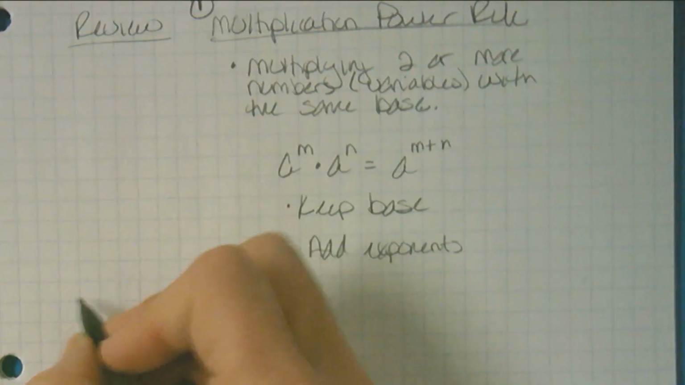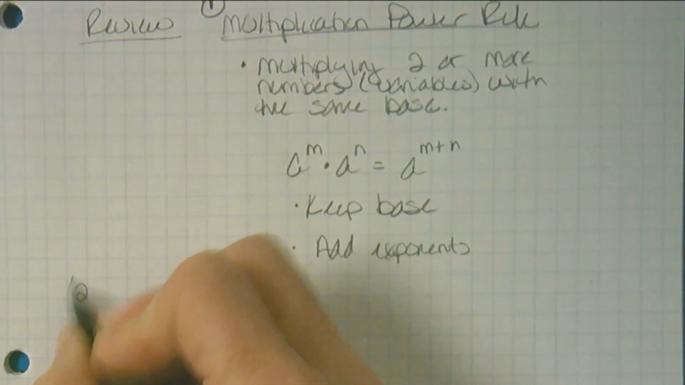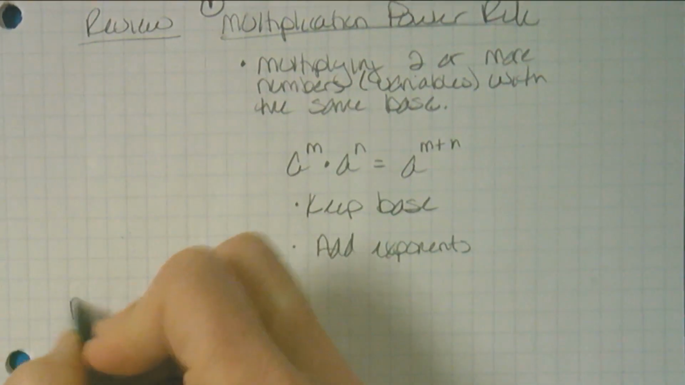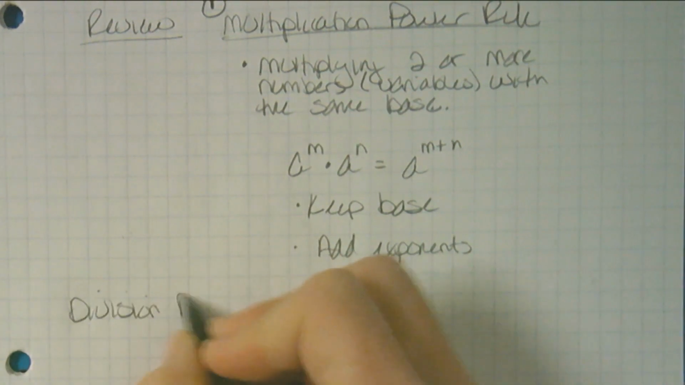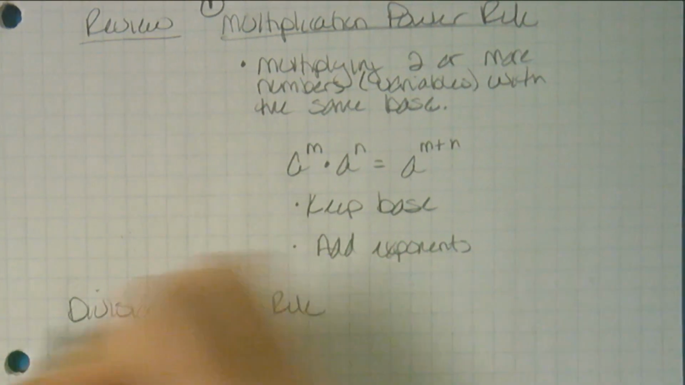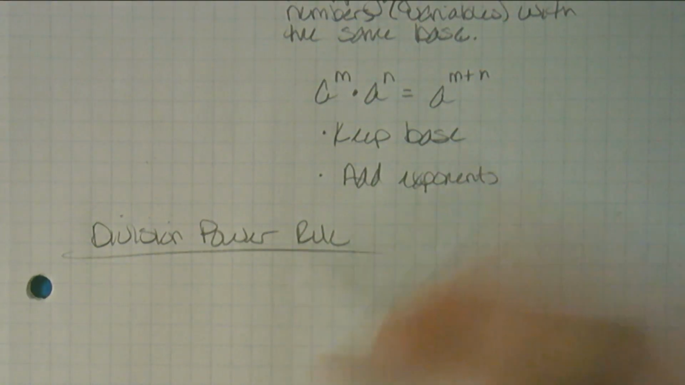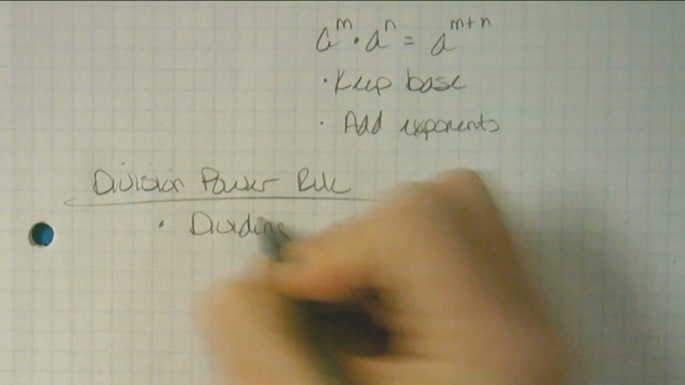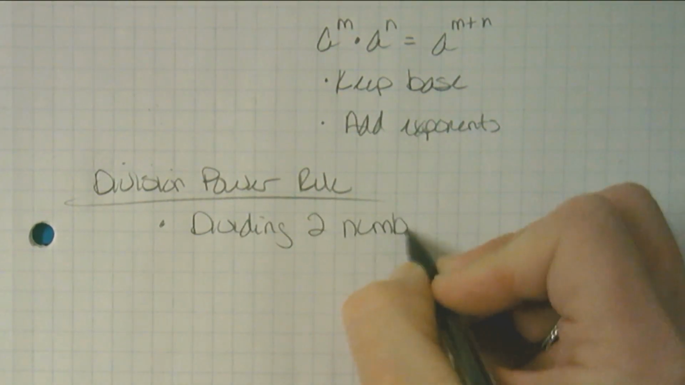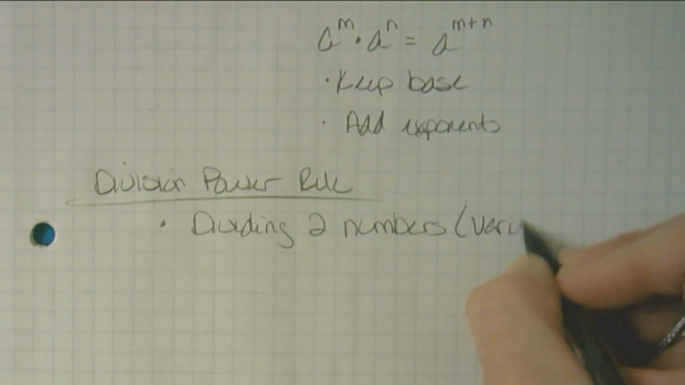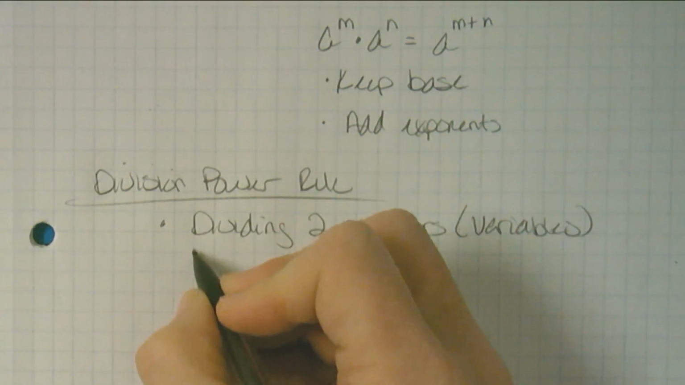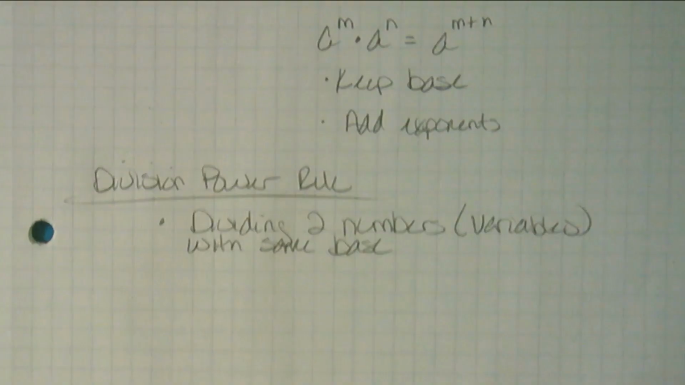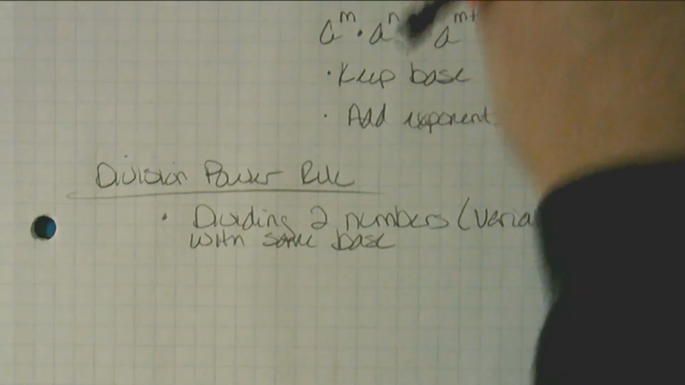All right, this is our second power rule. I'm not going to put 2 there yet because I want to number the actual rule. This is our division power rule. It's the same idea, but it's only going to be 2. This is when we are dividing two numbers, or variables, with the same base. This is when we use our division power rule.